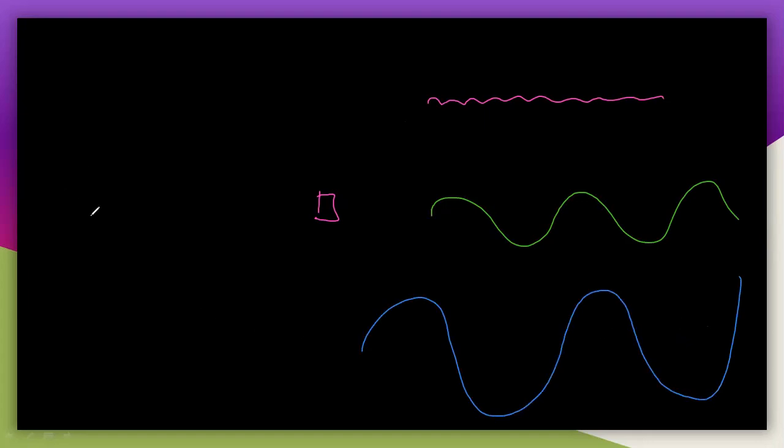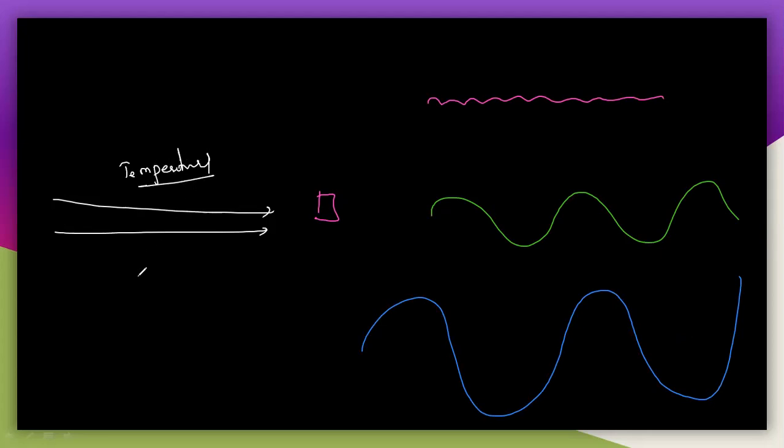So when you heat a particular substance and increase the temperature, let us first take the room temperature, like 25 degrees Celsius here. After some time you are heating this particular substance to 100 degrees Celsius.